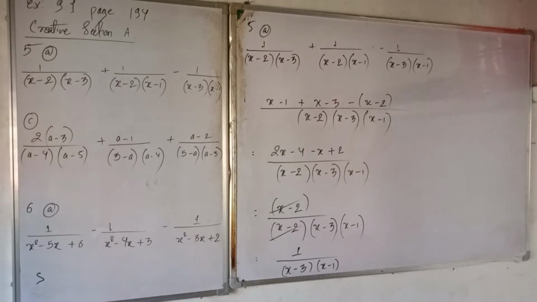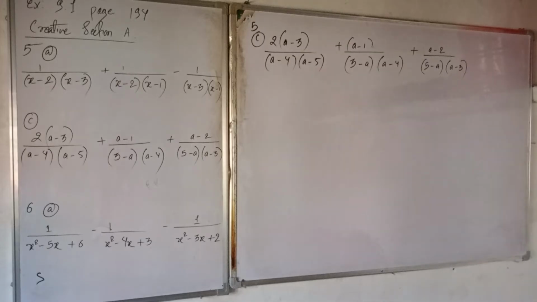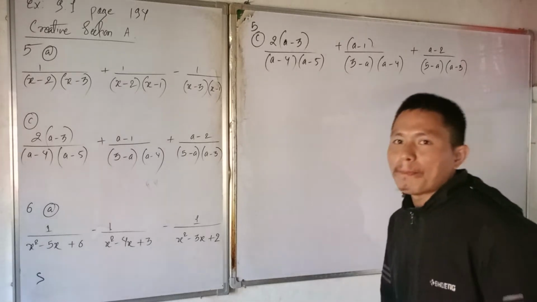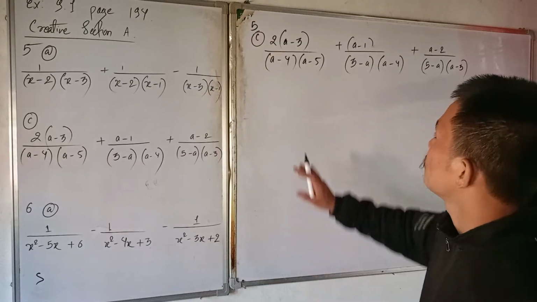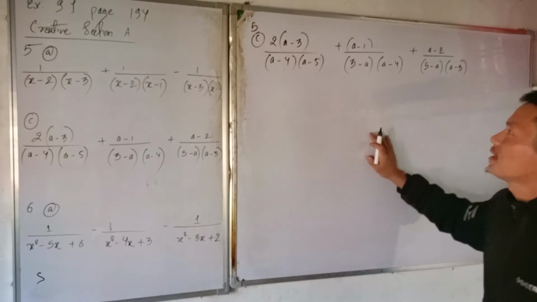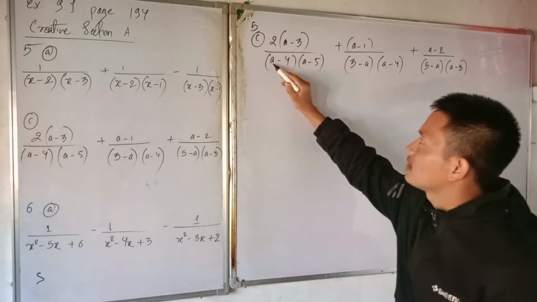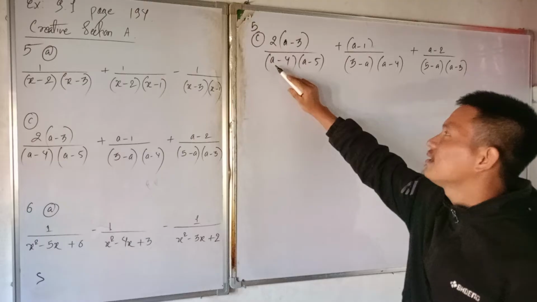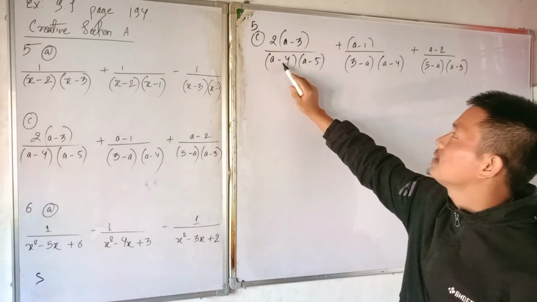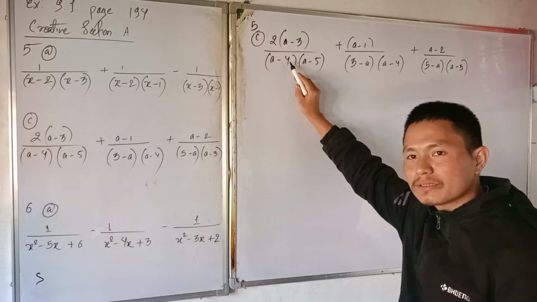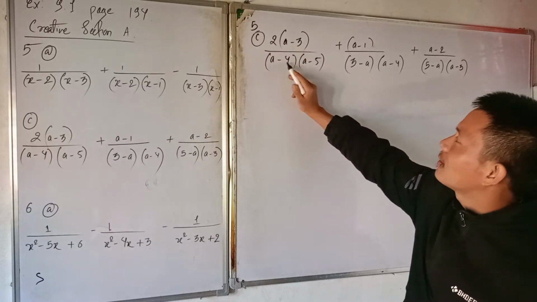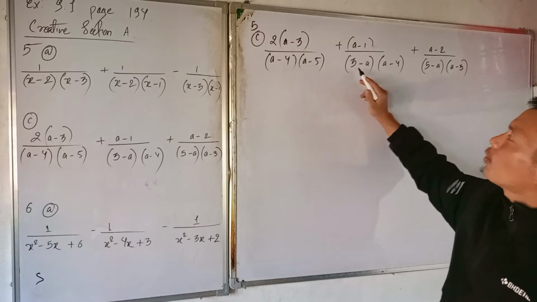After finishing this, let's move on to number 5C. Here there are some changes you have to make in order to take the LCM, because in every denominator the factors have a in the front and the constant term in the back. So you have to arrange every one like this.